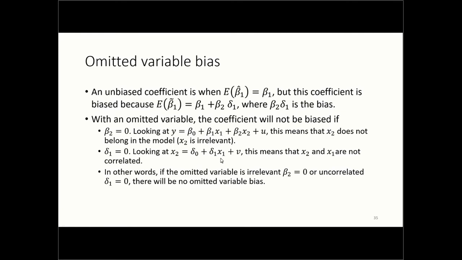So in other words, to summarize these two bullet points: if the omitted variable is irrelevant, so its coefficient is equal to 0, or it's uncorrelated with the one that remains in the model, there will be no omitted variable bias. So again, that is the problem of when you have an omitted variable. Basically, if a variable belongs in the model, but you don't include it, the problem is that what remains in the model would have a biased coefficient. And that's a really bad outcome.